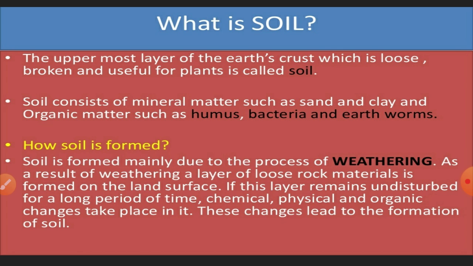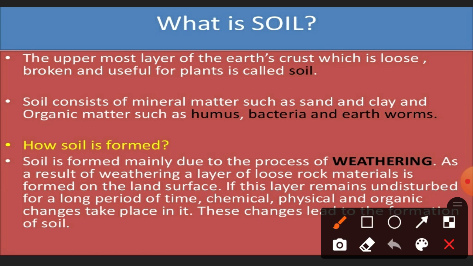What is the meaning of soil? The uppermost layer of the earth's crust, which is loose, broken and useful for plants, is called soil. Soil consists of mineral matter such as sand and clay, and organic matter such as humus, bacteria and earthworms. So combined, all these things make mature soil.